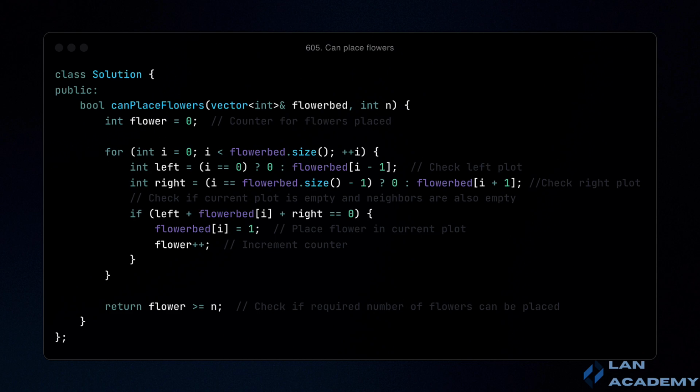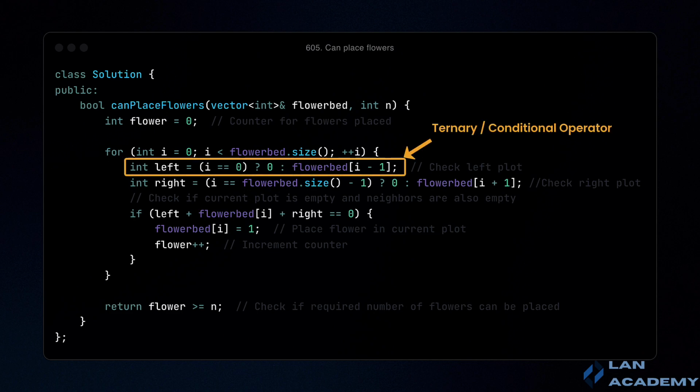I declared a new integer variable left. If i is 0, meaning I'm at the beginning of the array, then left will be 0. This simulates that there is no other element before the first element, so I can consider it empty. If i isn't 0, that means I'm anywhere else in the array. Then left will be set to the value of the previous element in the array, which is flowerbed of i minus 1. This type of if condition is known as a ternary operator or a conditional operator. It's a concise way to write conditional statements.